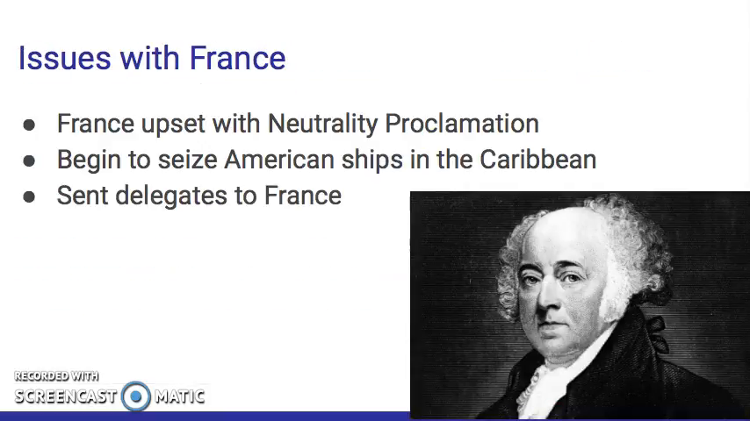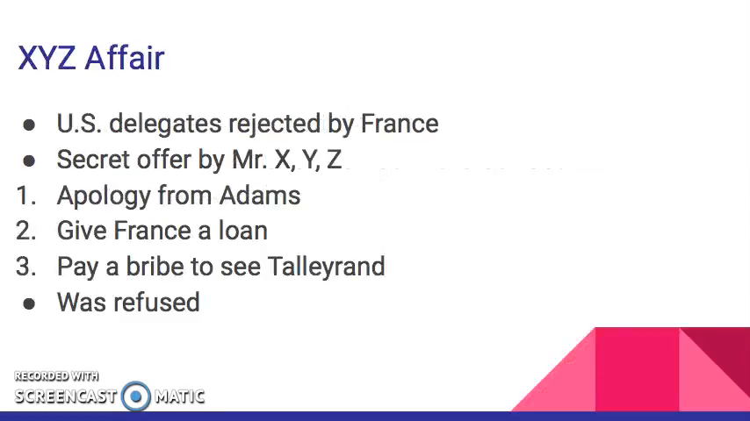As we talked about last slide, we had some issues with France. France was upset with Washington's neutrality proclamation. They're upset that we remained neutral in their issue with Britain, and they felt that we should uphold the military alliance that we had when they helped us with the Revolutionary War. So they began to seize our ships in the Caribbean, and we didn't like that, so we sent delegates to France to talk to the prime minister named Talleyrand. So this is what led to the XYZ affair.